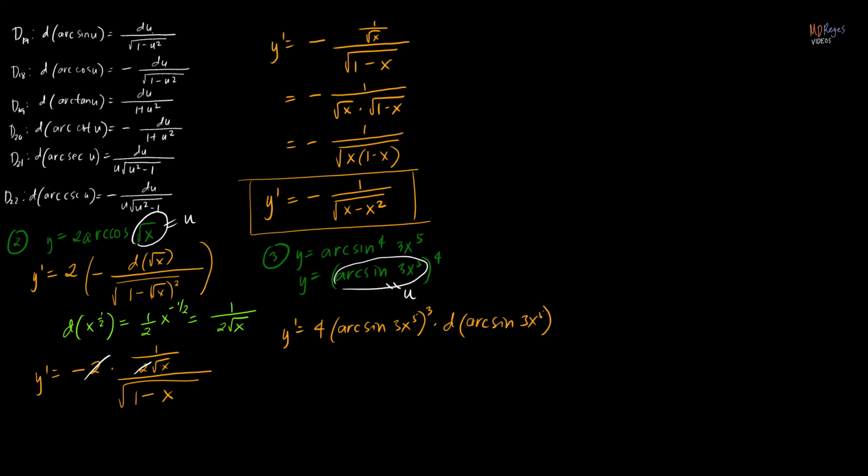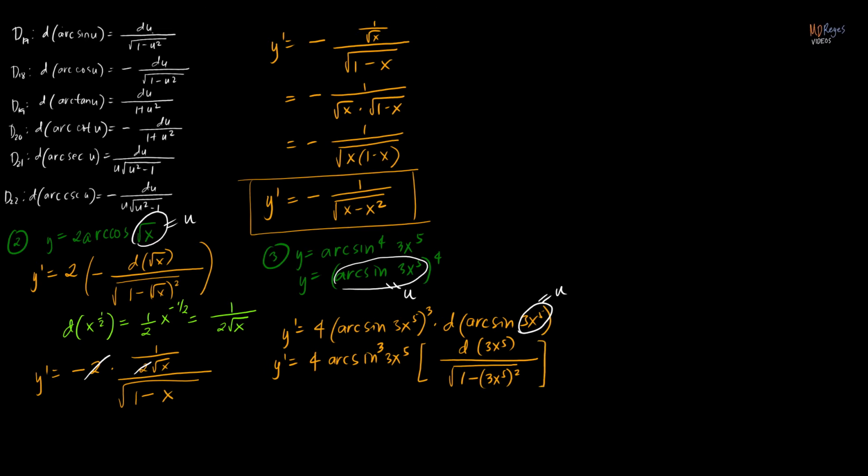Now to differentiate arcsine of 3x to the 5th, we'll use D17, where u in this case is 3x to the 5th power. So we'll have y prime equals 4 times arcsine of 3x to the 5th cubed. And the derivative of arcsine of u is du over the square root of 1 minus u squared. So that's the derivative of 3x to the 5th over the square root of 1 minus (3x to the 5th) squared.